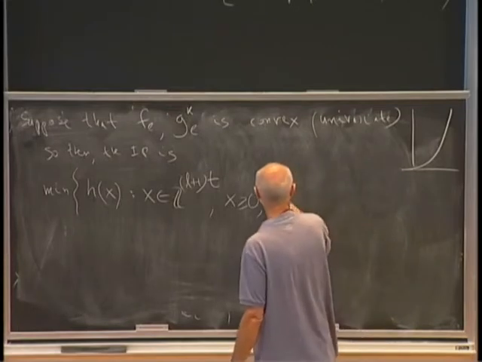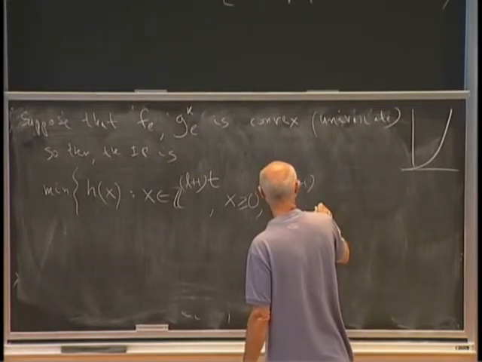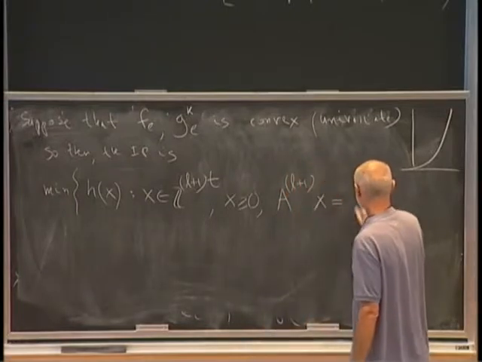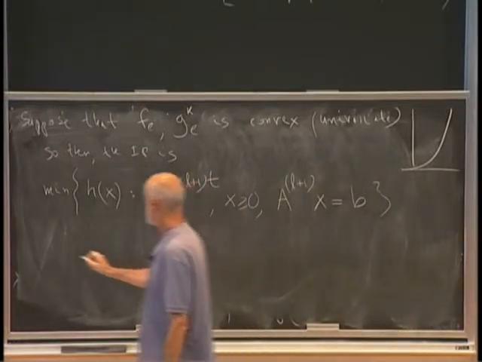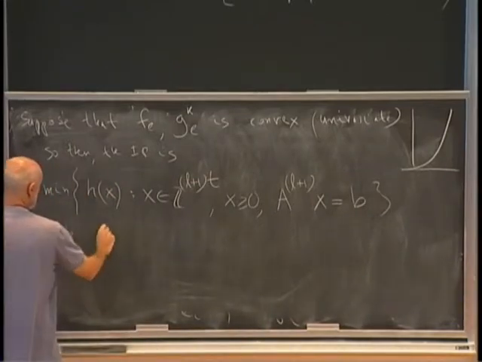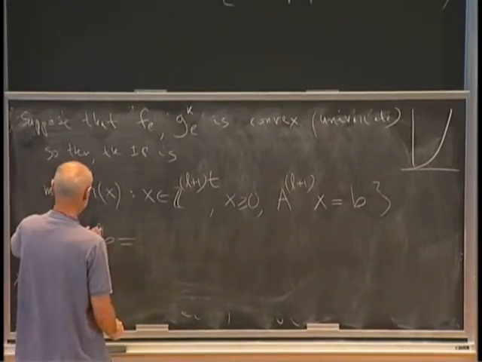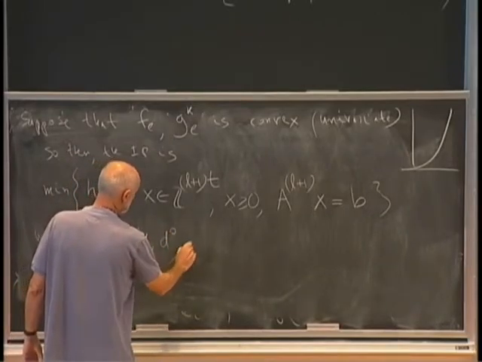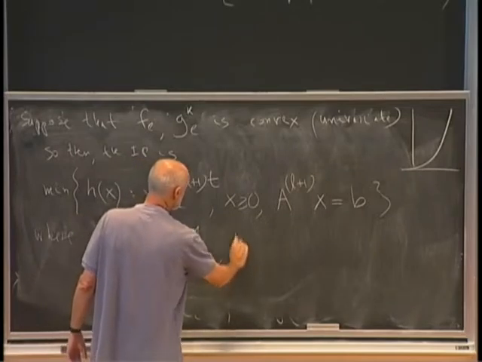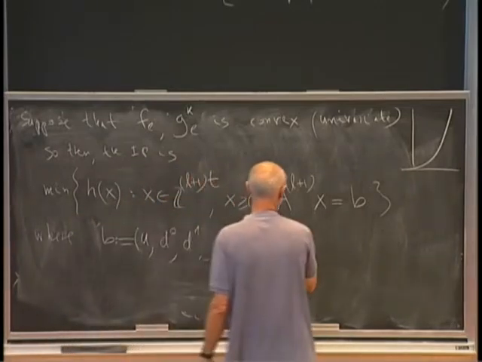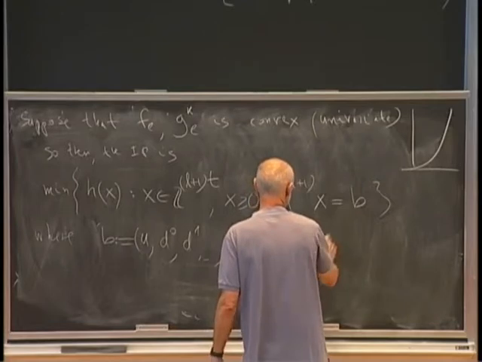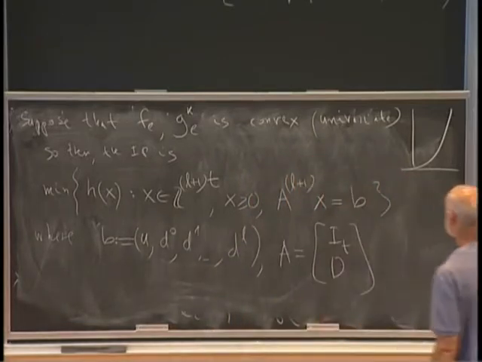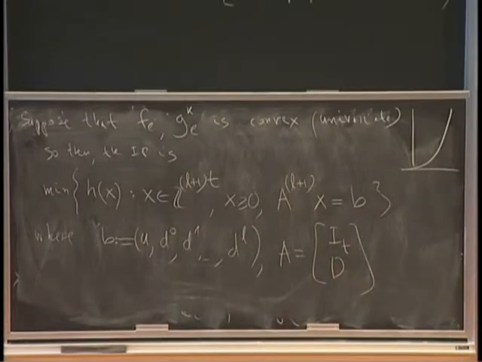And the L plus 1 fold product times X equals B, where B is the following vector: U, D0, D1, ..., DL, and A is the bimatrix D and IT. Now this completes the modeling here.